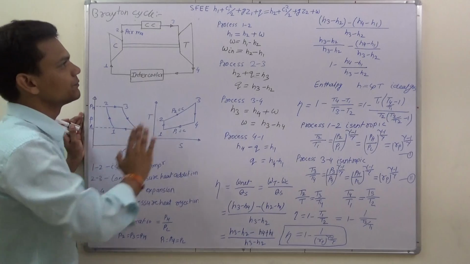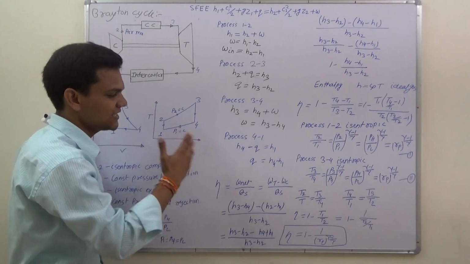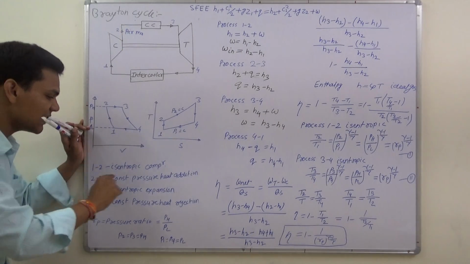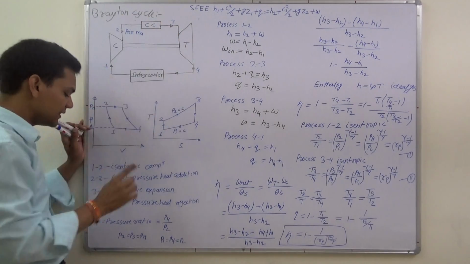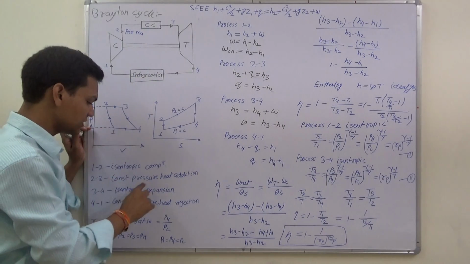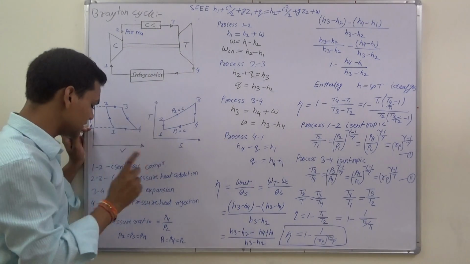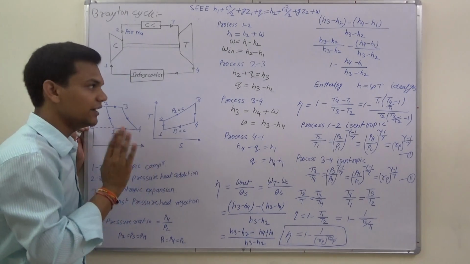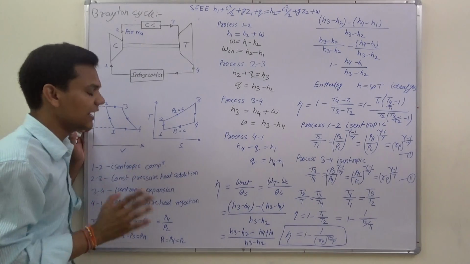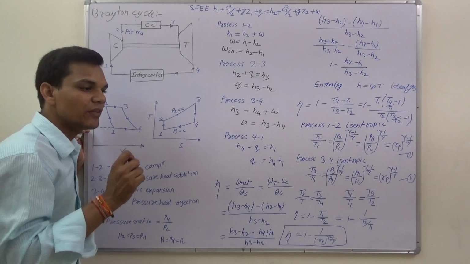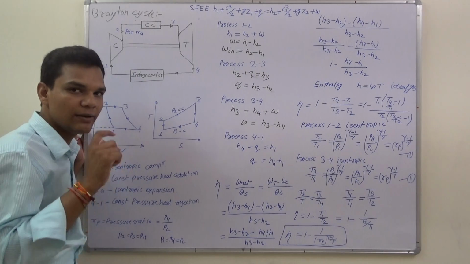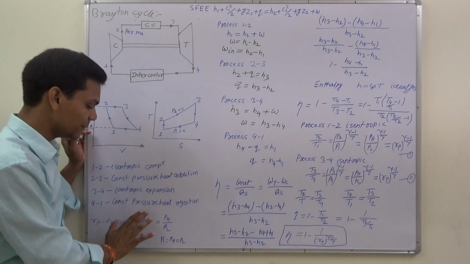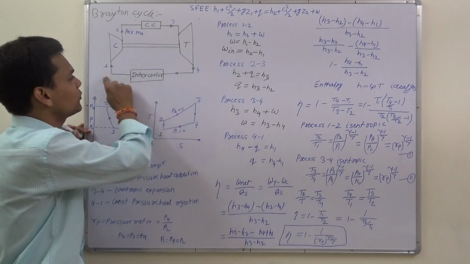If we talk about various processes which take place in the various devices, 1 to 2 takes place in the compressor, that is isentropic compression. 2 to 3 takes place in the combustion chamber, constant pressure heat addition. 3 to 4 takes place in the turbine, that is isentropic expansion, and 4 to 1 takes place in the intercooler, or we can directly reject heat to the atmosphere, because the atmosphere is also at a constant pressure, that is atmospheric pressure. So constant pressure heat rejection takes place, that is 4 to 1.